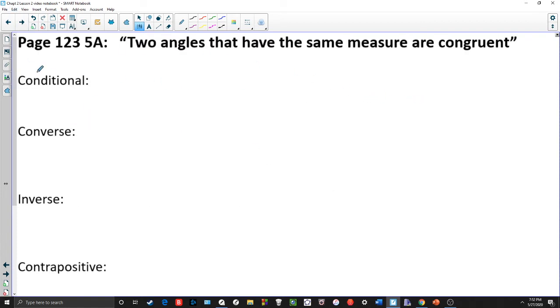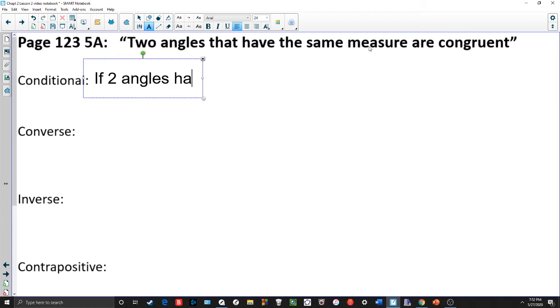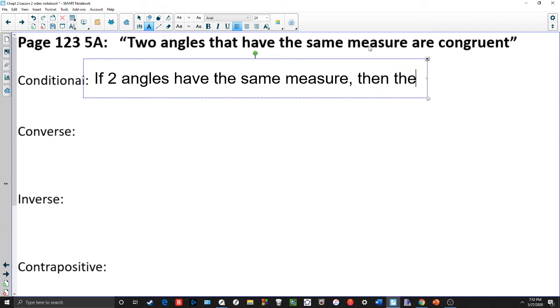So let's go ahead and write this down. Conditional means the original statement, so think of conditional and original as the same thing. Two angles that have the same measure are congruent. We want to write this as a conditional statement. So we can say: if two angles have the same measure, then they are congruent.